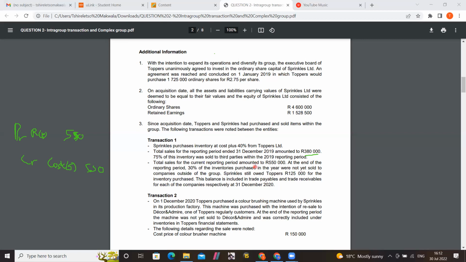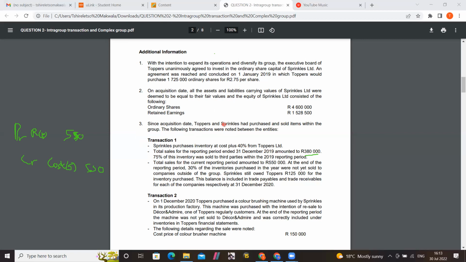Or you can just use the 165,000 that you had, which is 550,000 multiplied by 30% of the closing stock. What is that? That is the closing stock according to Sprinkles. However, you know that that inventory amount, that 165,000, is actually overvalued by the profit.